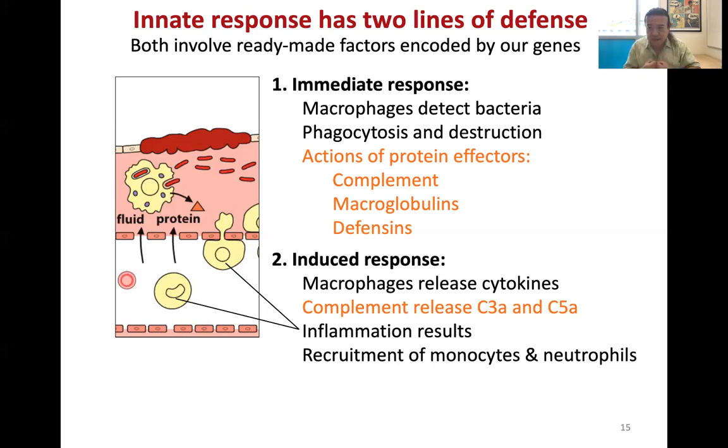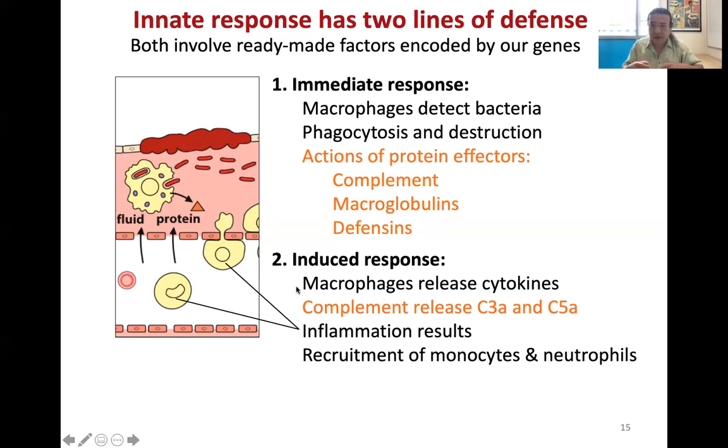So this really is when the macrophages are calling for backup to help out. They're not calling for the SWAT team yet. They're not calling for the adaptive immune response, because that's the super expensive overkill response. For now, they just need to get a little help from their other immediate effector cells. So that's our induced response.